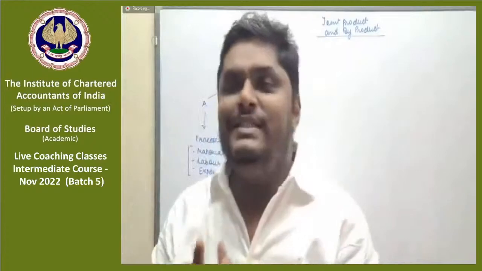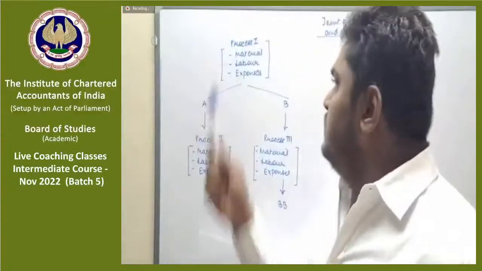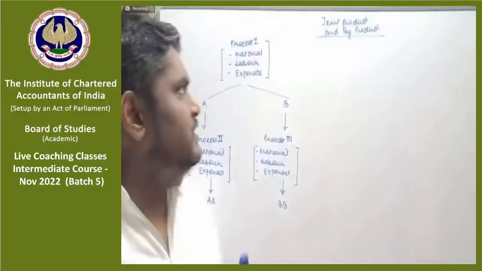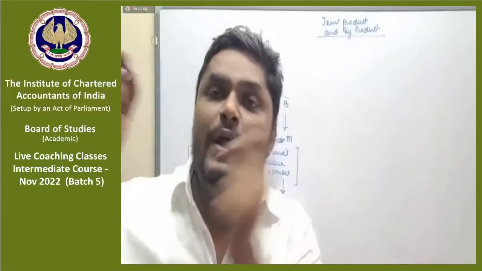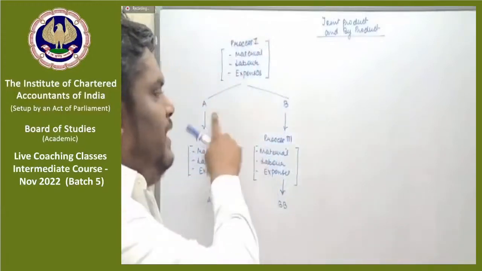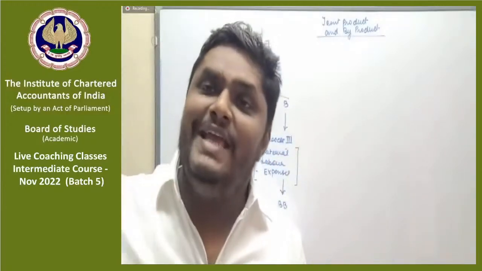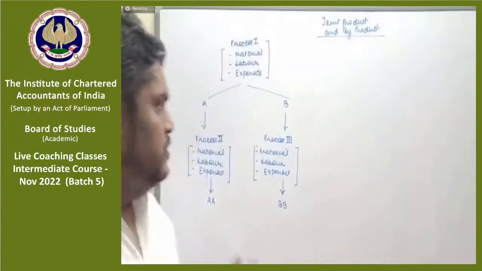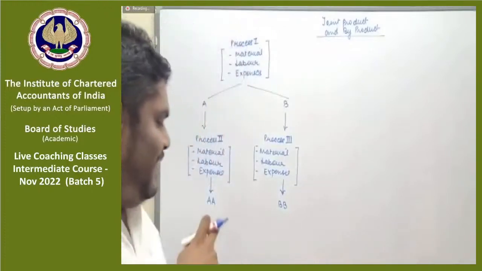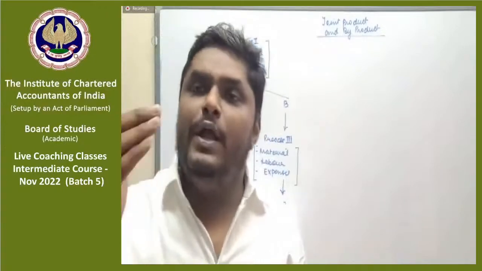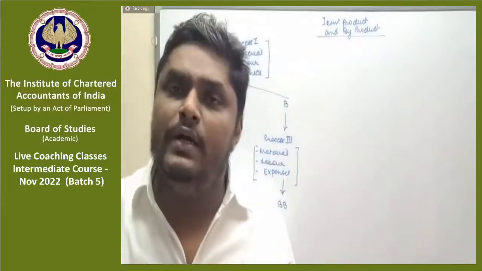So now let's take a situation wherein we made an input in a particular process first. Apart from this, the conversion cost is incurred, that is labor and expenses. Now, very important, instead of one product as output, we are getting two products, that is product A and product B. This product A is further processed in process second to get the final product, that is AA. Further, product B is further processed in process third to get the final product, that is product BB.